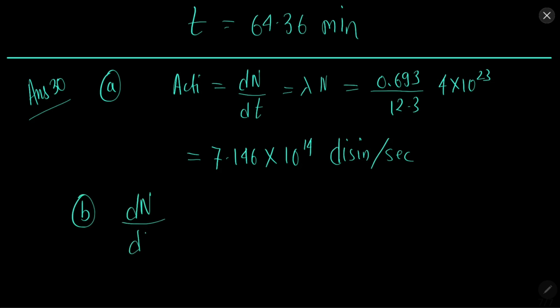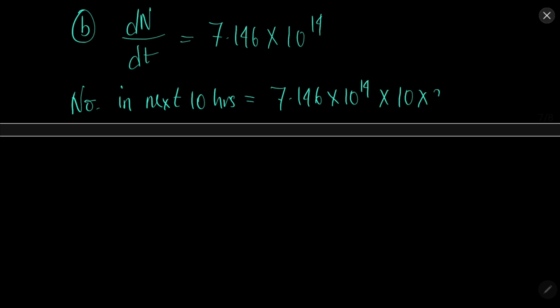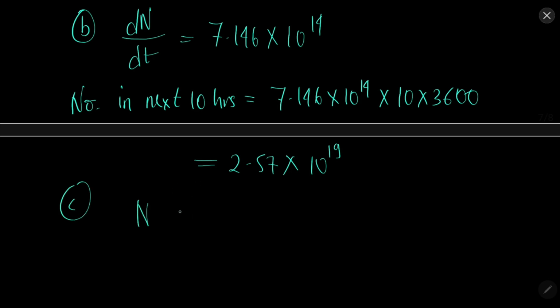B part, dN by dt. So number of decays in the next 10 hours will be 2.57 into 10 to the power 19. And in the last case, 4 minus 2.82, into 10 to the power 23, is 1.18 into 10 to the power 23.